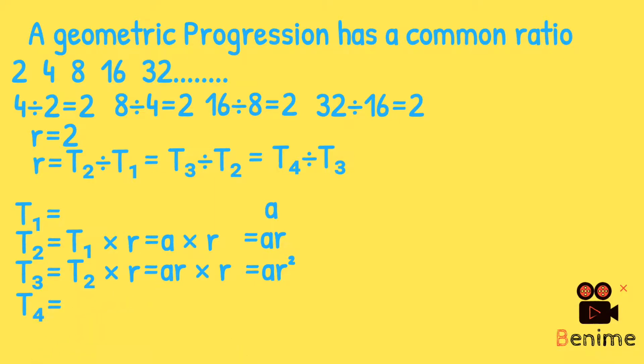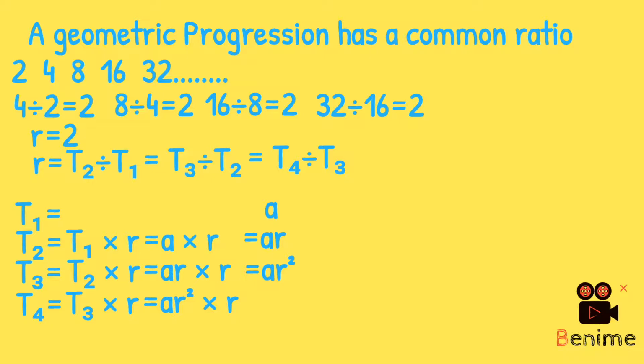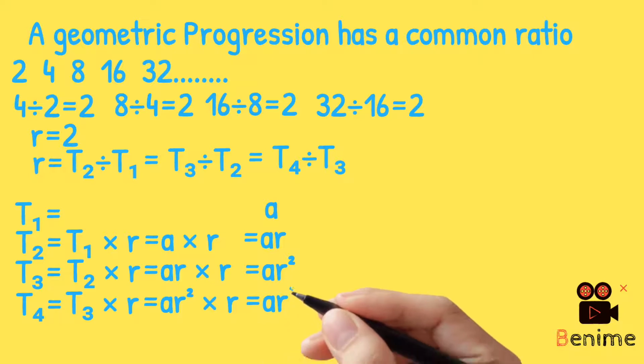If you want to get T4, you do T3, that is the previous term, multiplied by R. T3 times R will give you AR raised to the power of 2 times R, because we just found T3 to be AR squared. That will give you AR raised to the power of 3. So T4 is equal to AR raised to the power of 3.